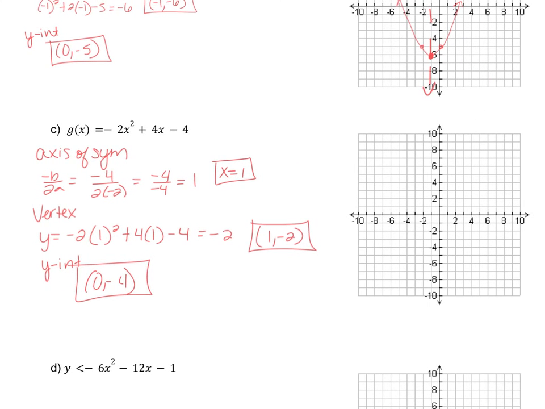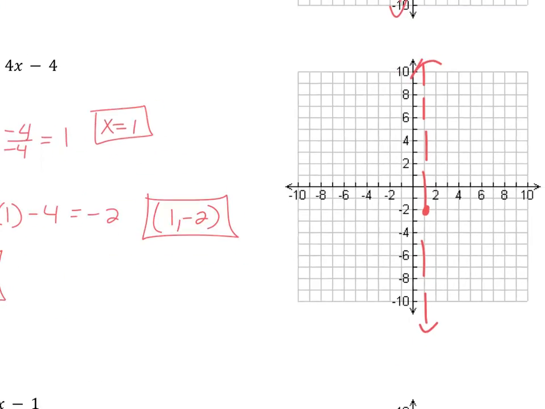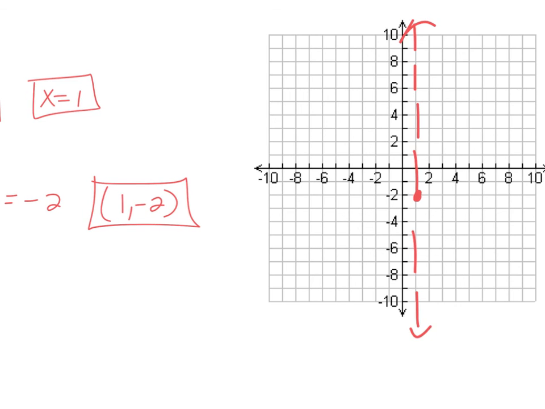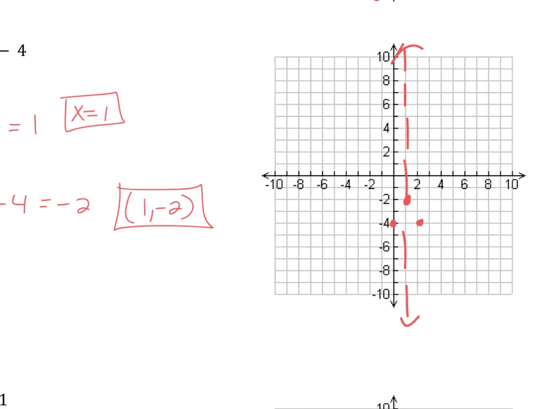Graph all of that. So you have your axis of symmetry at 1, your vertex at 1, negative 2, and then your y-intercept at negative 4, and then you'll go to the other side and it'll be at 2, negative 4.